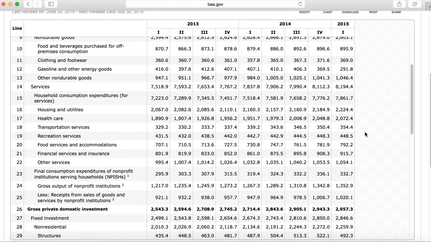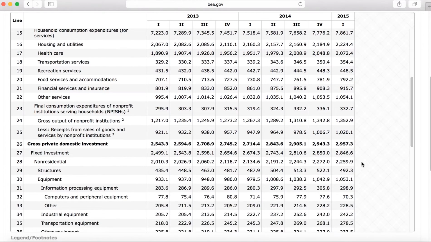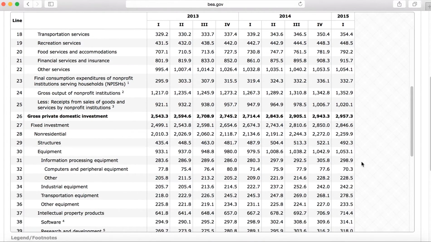Services, what type of services are households employing? Well, they're spending money on housing and utilities, healthcare, transportation services, recreation services, food services and accommodations, financial services and insurance, and then all other services. You're getting an idea that this is a very, very detailed thing that our government does.